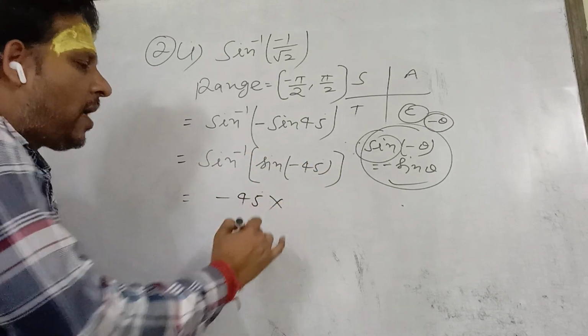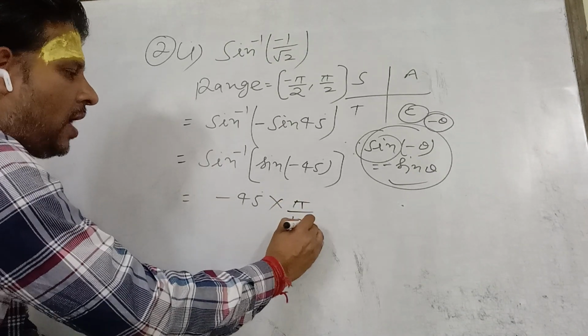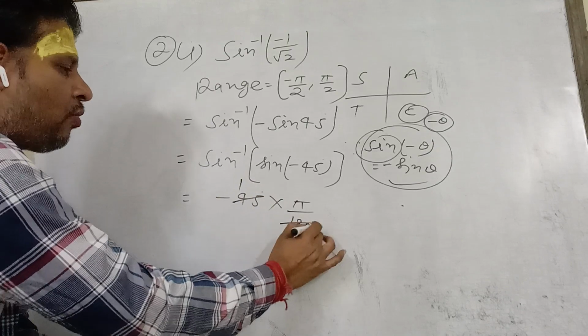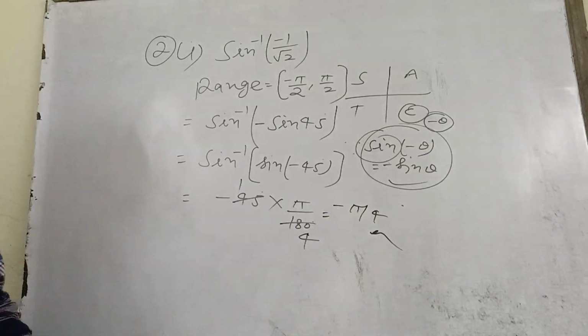Now change minus 45 degree into radians. Multiply by pi by 180. And you also know that 45 fours are 180. This is minus pi by 4, the answer of this question.